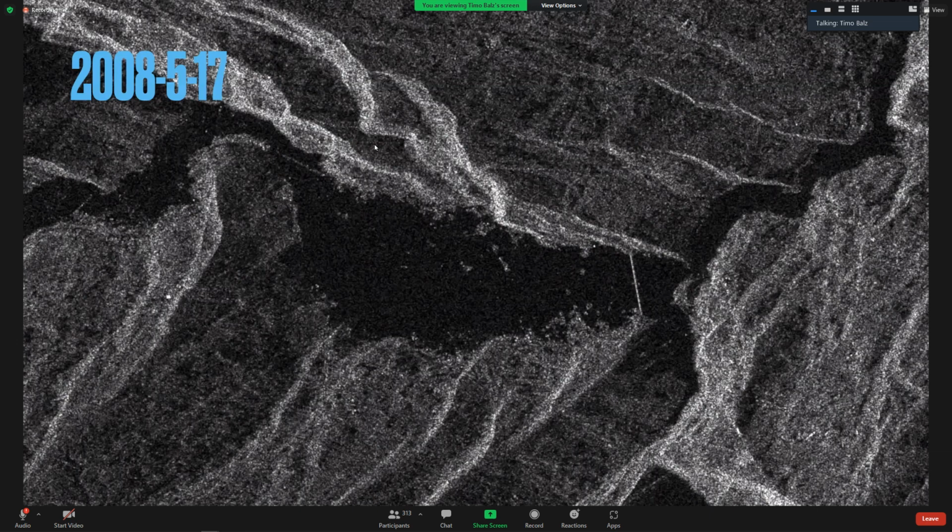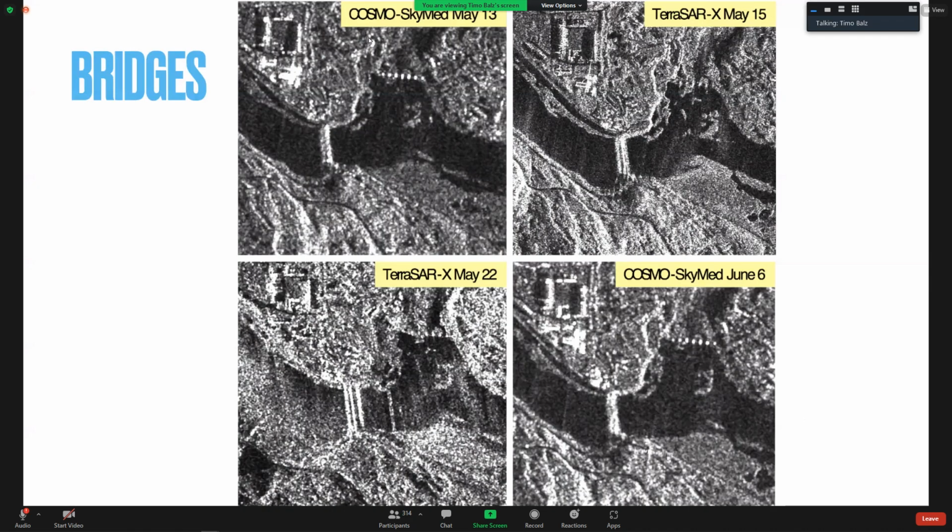Another example of how we can use that here is again looking at bridges, and then we look at bridges here downstream of the dam lake, and we can use here analyzing the geometry between the single bounce, double bounce, and triple bounce to see the height of the water level. And how are we going to do that?